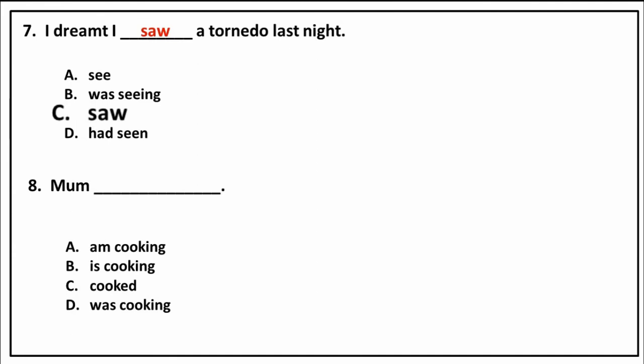So here the main action of the story is I dreamt, मैंने ख्वाब देखा. I saw, मैंने देखा, a tornado, एक तूफान, a tornado last night, कल रात. So I dreamt I saw a tornado last night is the correct option.